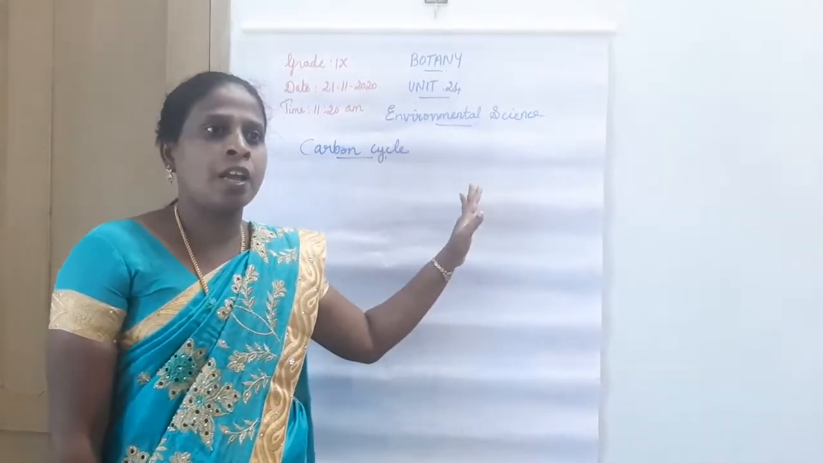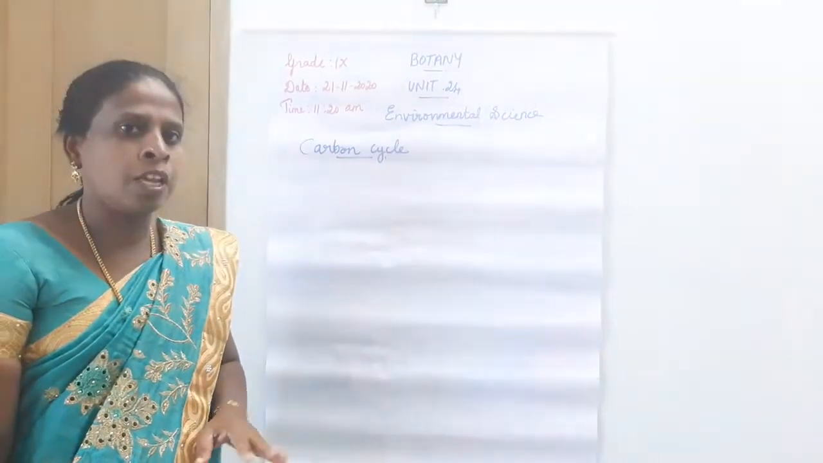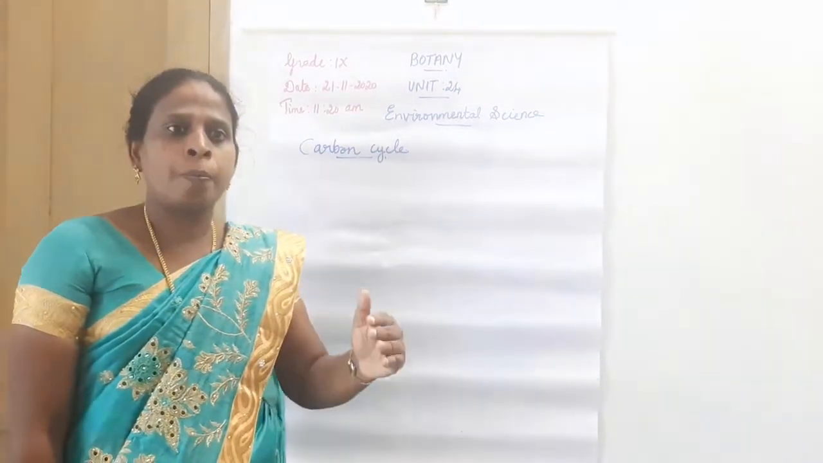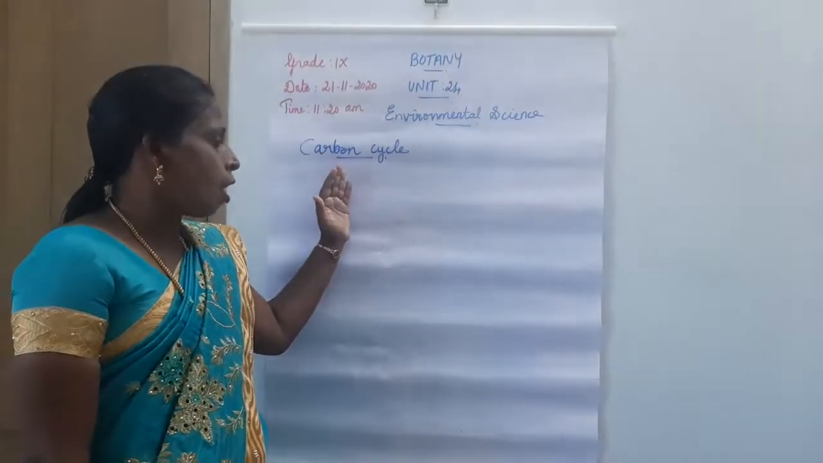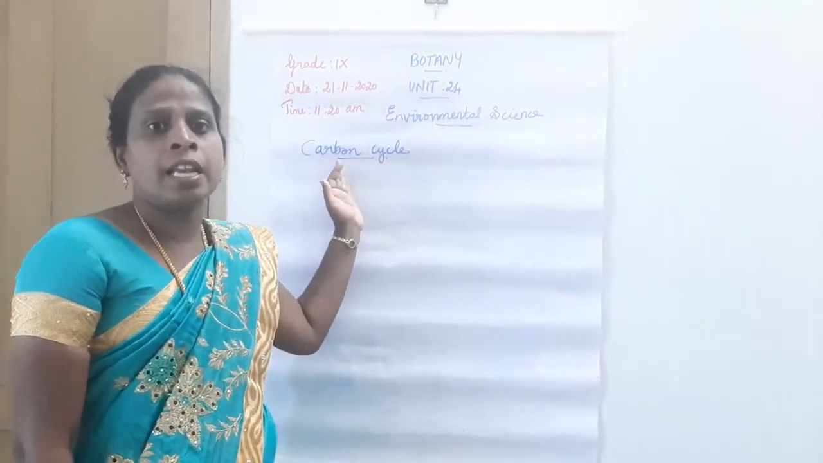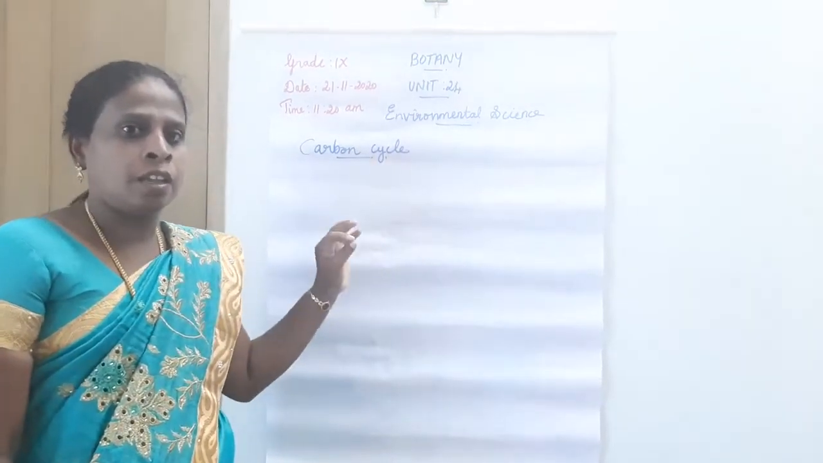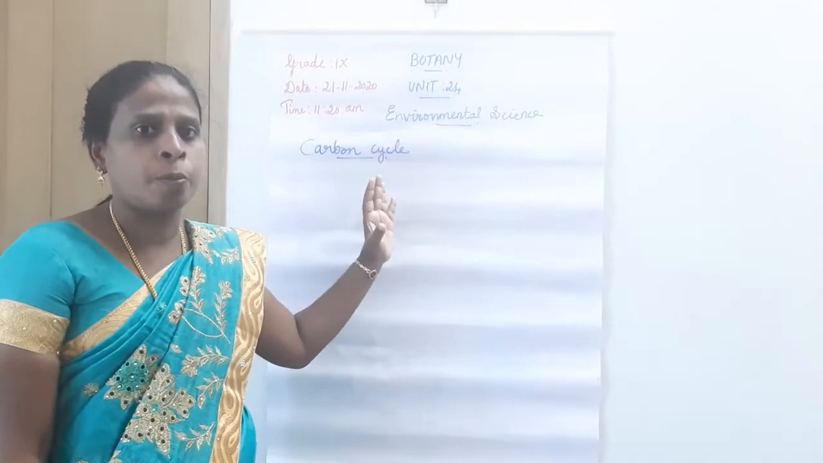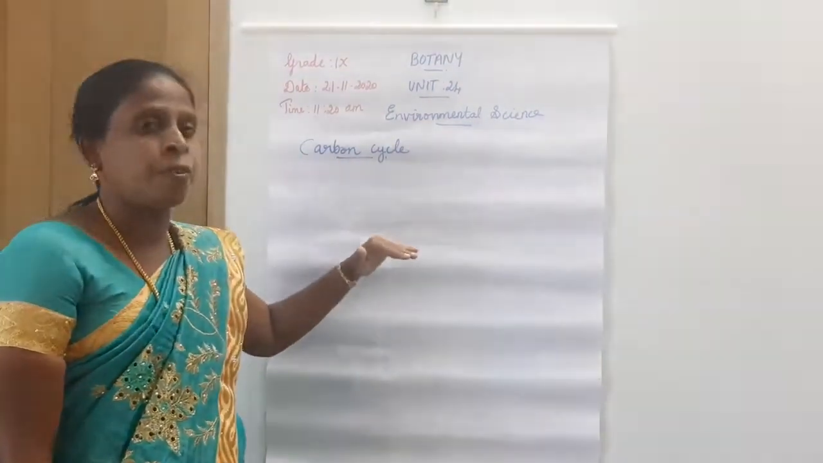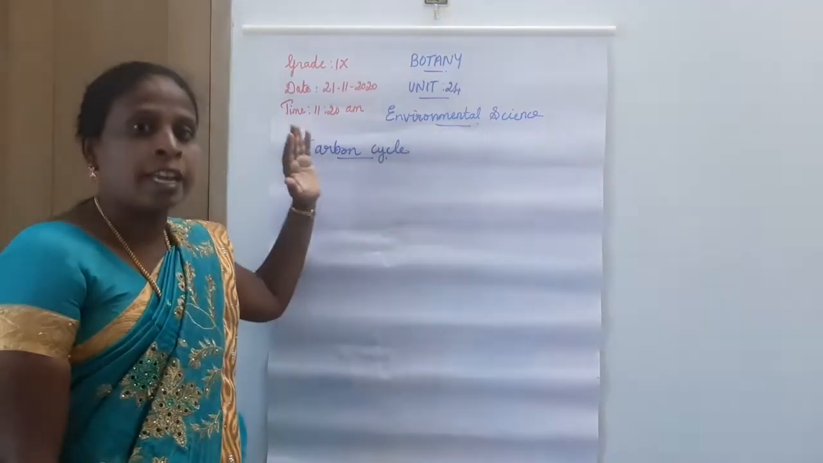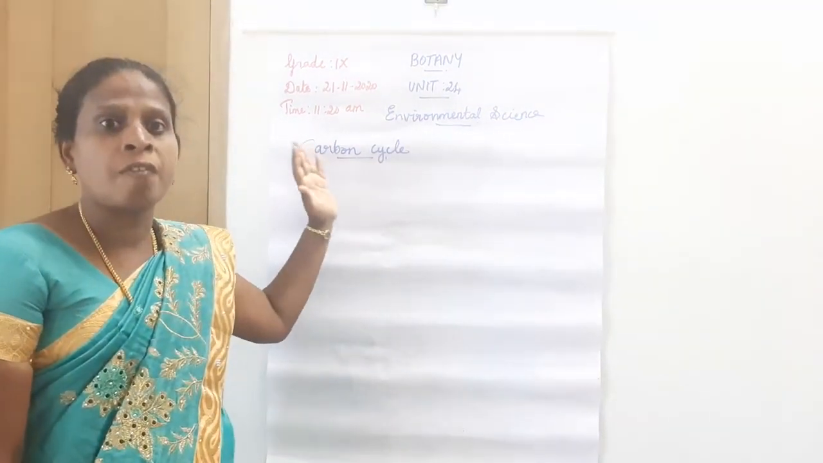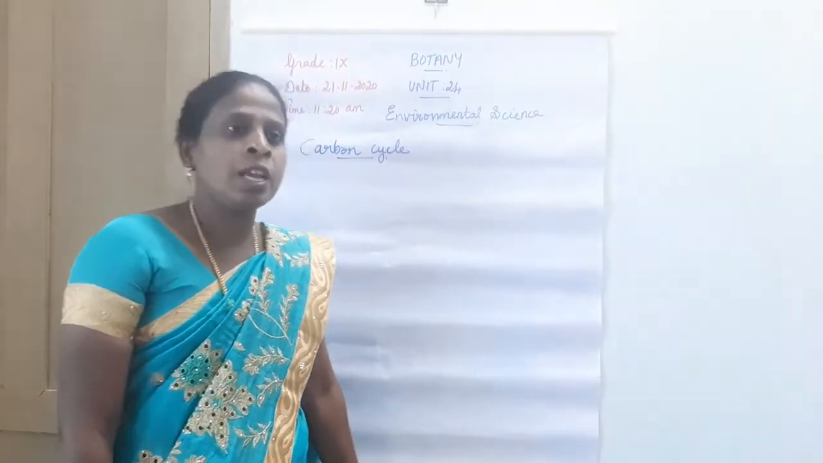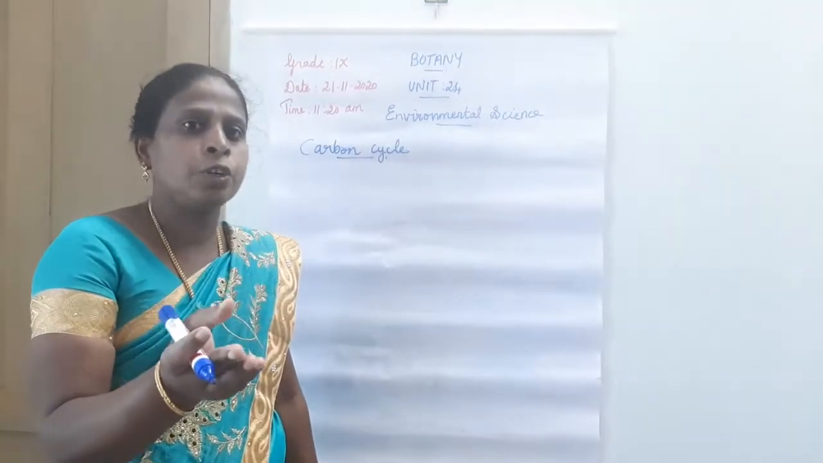This atmospheric carbon dioxide can enter the plant body by the process of photosynthesis. We all know that during photosynthesis the plants absorb carbon dioxide from the atmosphere, light energy from the sun, and water from the soil, and in the presence of chlorophyll they prepare food, carbohydrates. So during photosynthesis the carbon in the atmosphere in the form of carbon dioxide enters the plant body and is converted into carbohydrates.